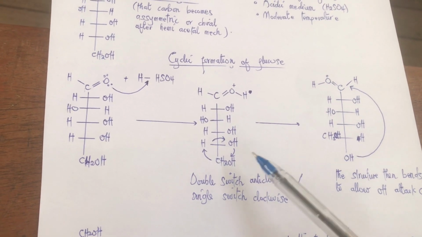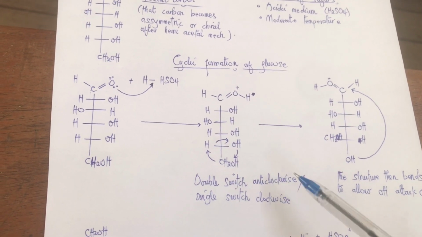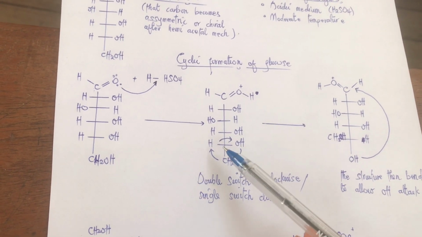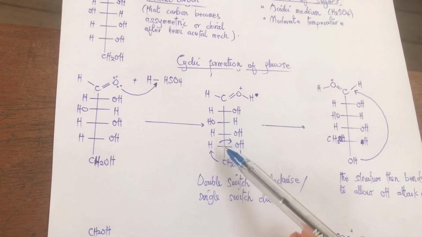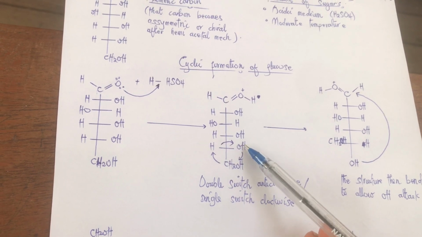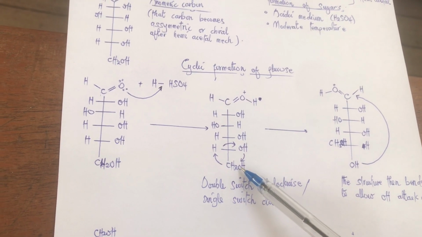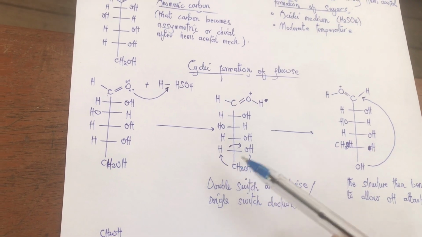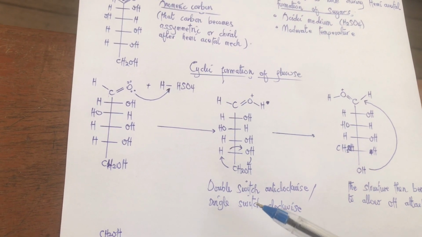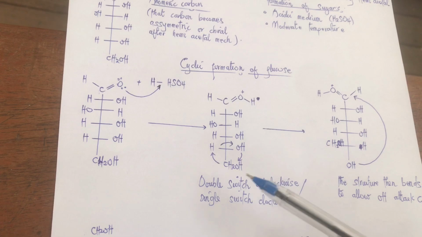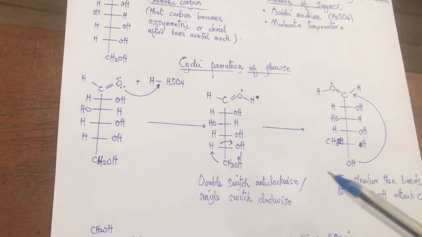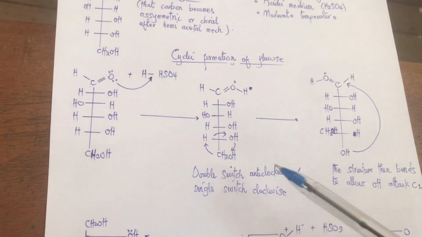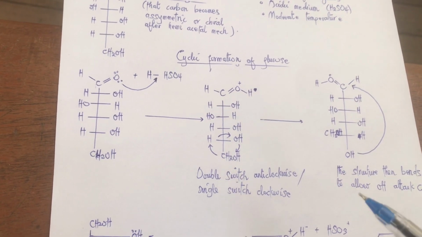So before there's an attack, there's something called mutual rotation, where the groups bonded to the fifth carbon, the OH, the H, the CH2OH, and the hydrogen, are going to undergo a switch before the cyclic formation occurs. And before they can undergo the switch, there should be a bend. So the molecule must bend.